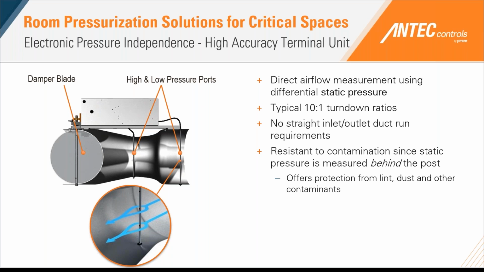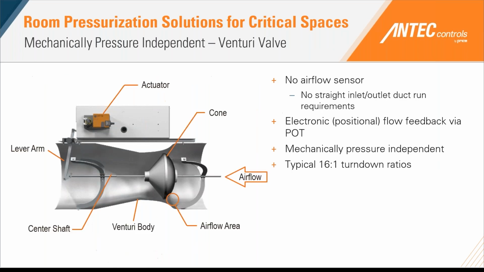So in this example you see here, the high accuracy terminal unit we're showing has the static pressure ports it utilizes for airflow readings behind the ports facing downstream of your airflow direction. So the benefit of this is it gives us some natural protection from lint, dust, and other contaminants that can get into your airstream and into the duct.